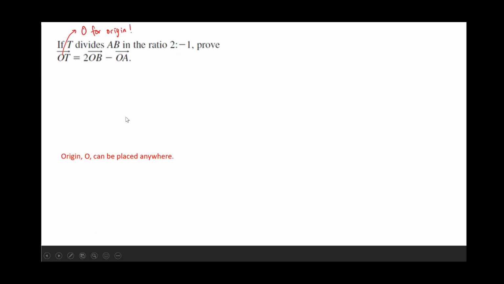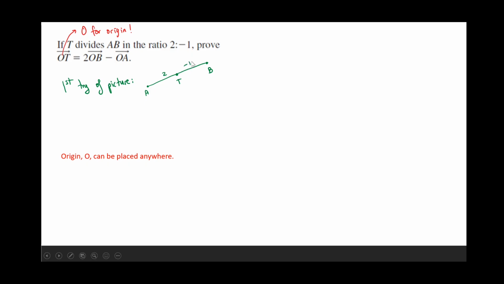One more example. If T divides AB in a ratio of 2:(-1), prove the following relationship. It's a little bit weird to have a negative in the ratio, but I'll show you how to think through it. First of all, we're going to try a picture that's actually incorrect, just to talk through it. Whenever you're given a ratio, you could just put T in the middle, even though it might not be in the middle, and put the size 2 from A to T and -1 from T to B, because T divides AB in this ratio.